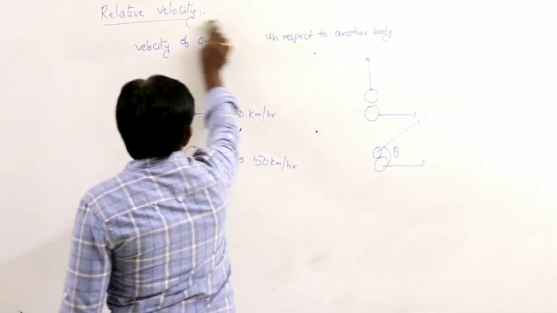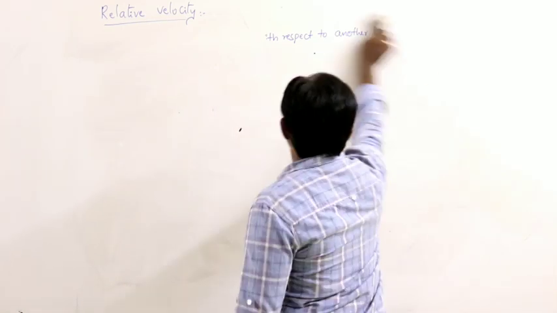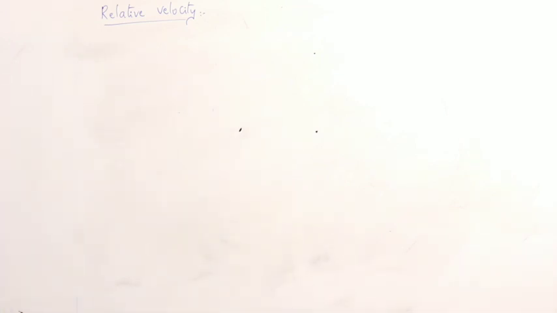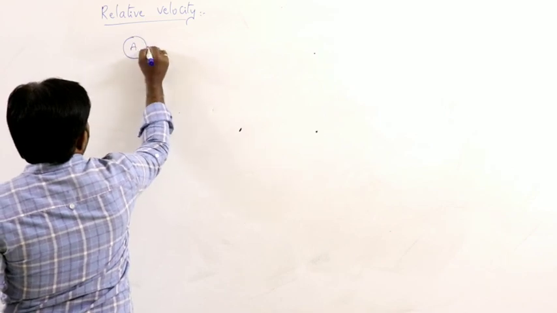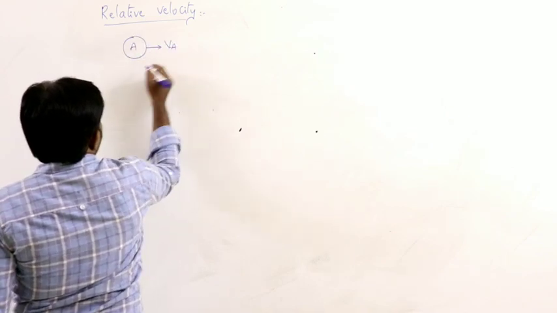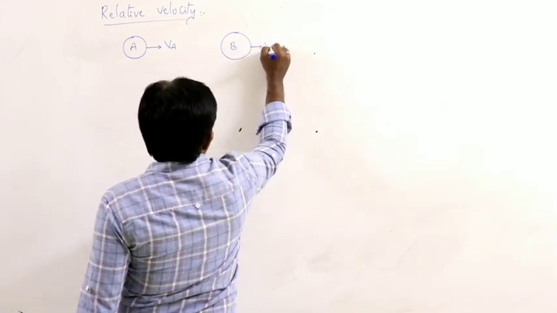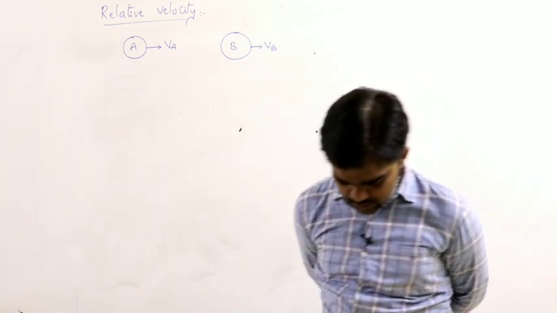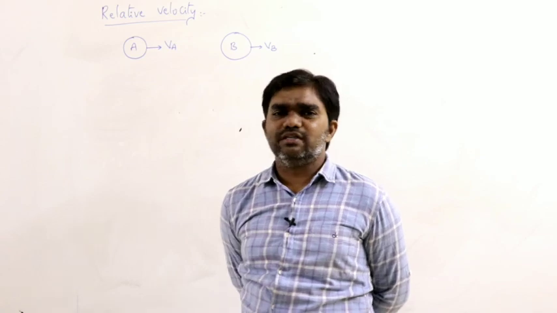So see here, it's a very important concept. Relative velocity, as well as the change in velocity also. So for example, two bodies: let us say body A moves with velocity VA and body B moves with velocity VB. Two bodies are traveling with velocities VA and VB. Maybe VA is more or VB is more, depending on the situation, whatever it is.